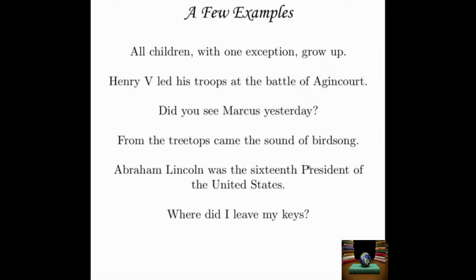All right, so here are a few examples of grammatical English sentences. All children, with one exception, grow up. In the first sentence, the subject is children. With one exception is a prepositional phrase, so we can cross that out. And grow up is the predicate. Henry V led his troops at the Battle of Agincourt. The verb is led, so the predicate is led his troops at the Battle of Agincourt. Now, at the battle and of Agincourt are both prepositional phrases, so you knew you weren't going to find the verb there.